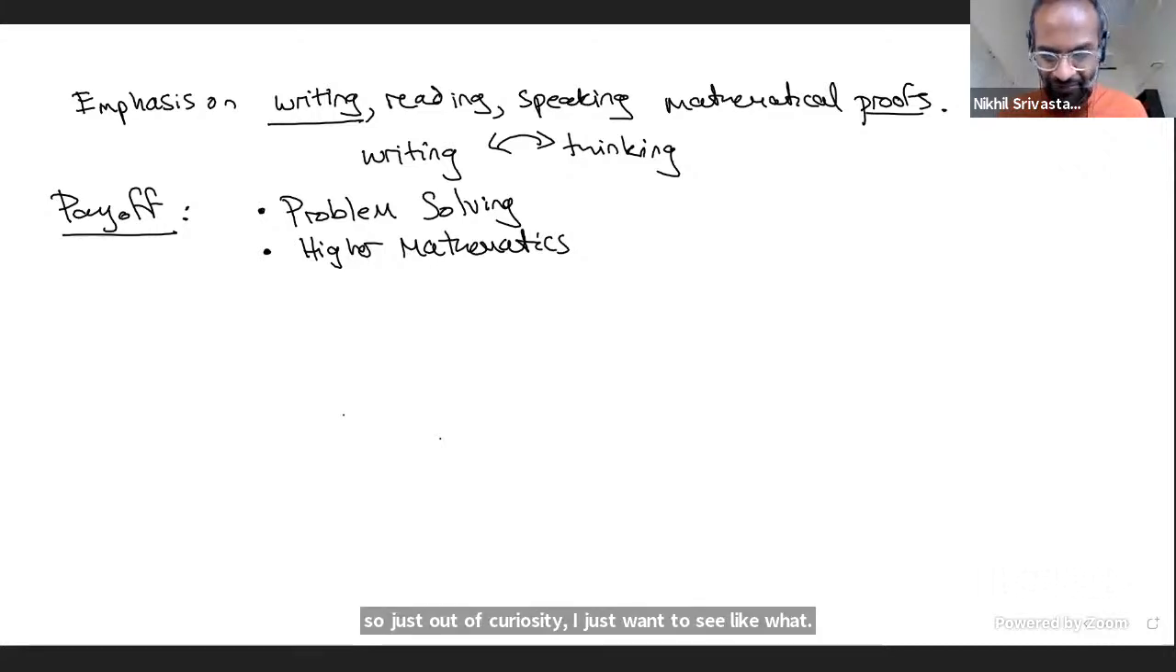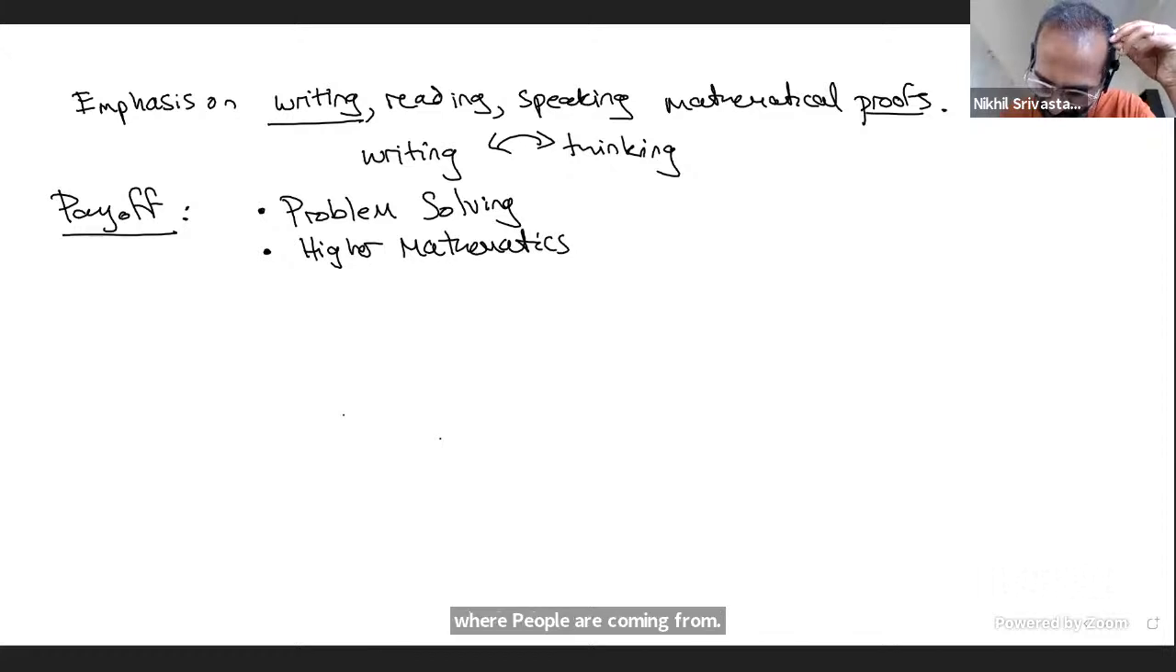So just out of curiosity, I just want to see what majors people are, if you know your major. So could you just type in your major in the chat? I just want to get a sense of where people are coming from. Okay, great. A lot of math and a lot of cognitive science. Yeah, I understand this is a required course for cognitive science, some psychology, music and math, physics and math. Okay, cool.